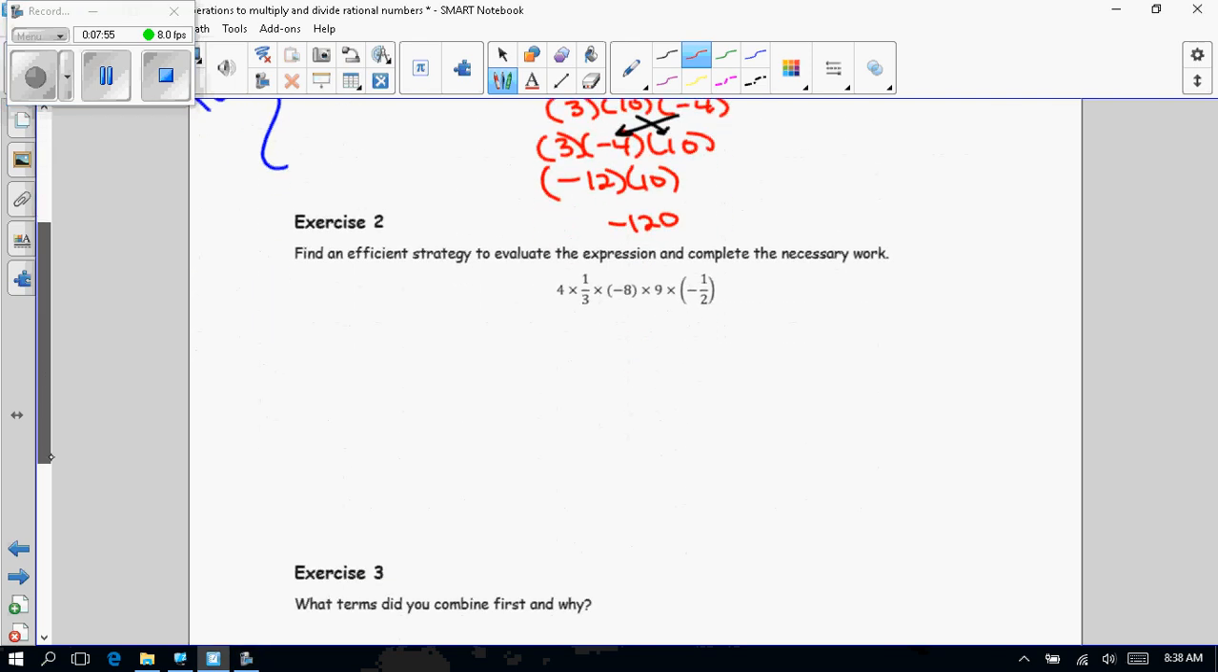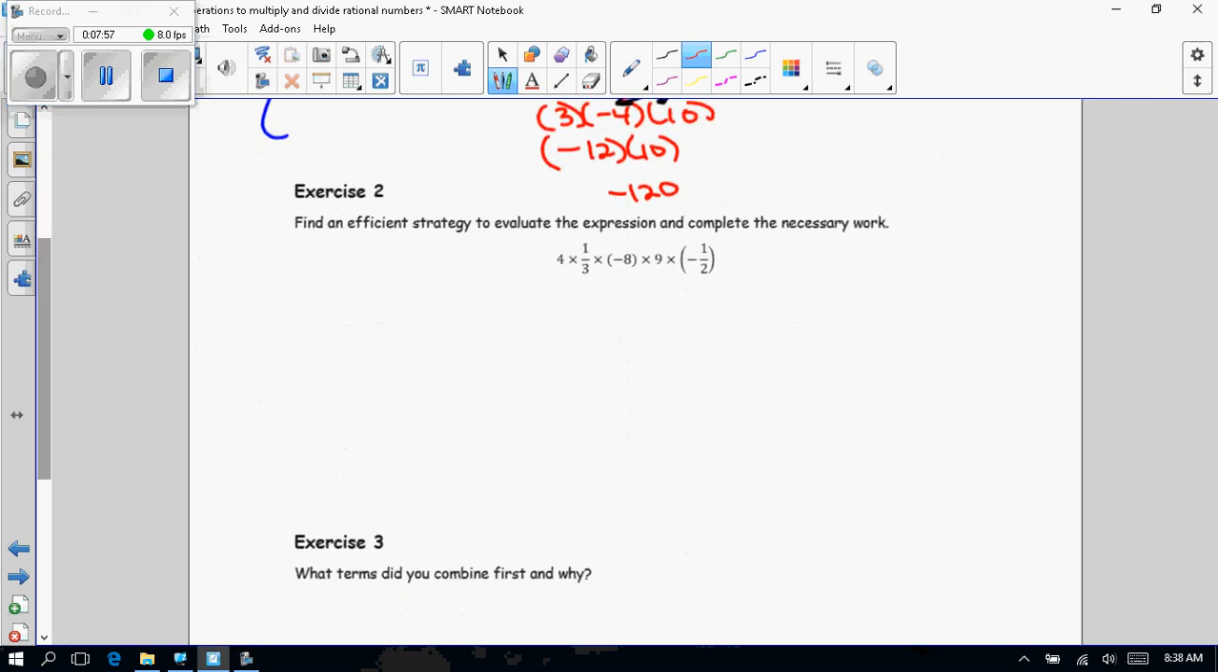All right, we're going to do exercise 2 together though. I want to do this one together. Find an efficient strategy to evaluate the expression and complete the necessary work. So just look what we have: 4 times 1/3 times -8 times 9 times -1/2.